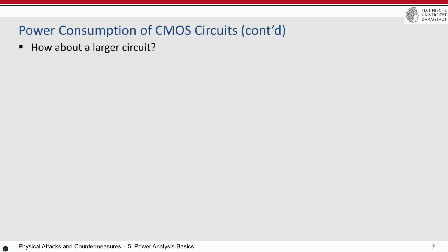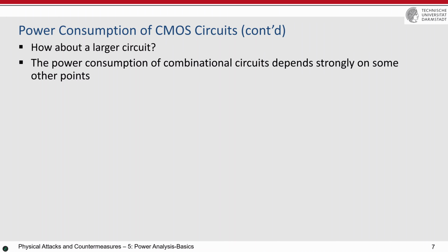But now, what you have seen was just a single gate. How about a larger circuit? Of course, cryptographic devices are pretty complex, and when you build them, there are many gates involved in your circuit. And the power consumption of a combinational circuit is clear, right? I mean, this is a combination of the gates only, not, for example, the registers or the memory elements, just the AND or XOR gates, the fundamental gates. And the power consumption of a combinational circuit depends strongly on some other points, and one of them is glitches.